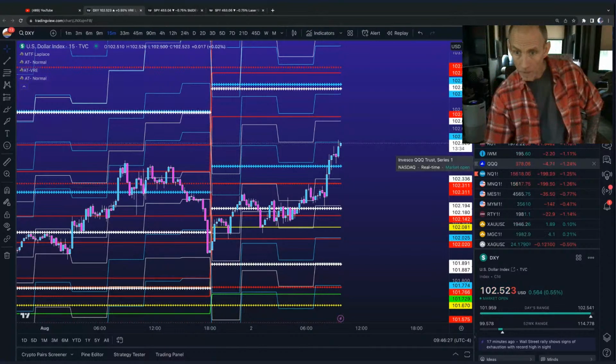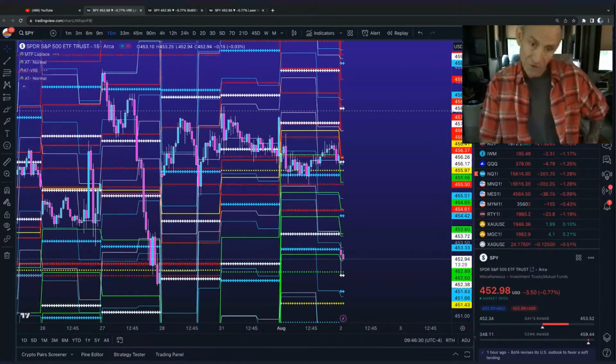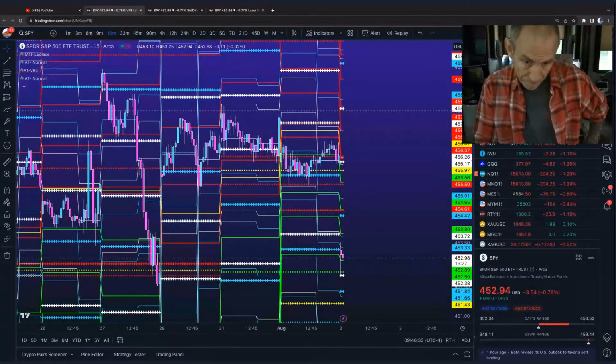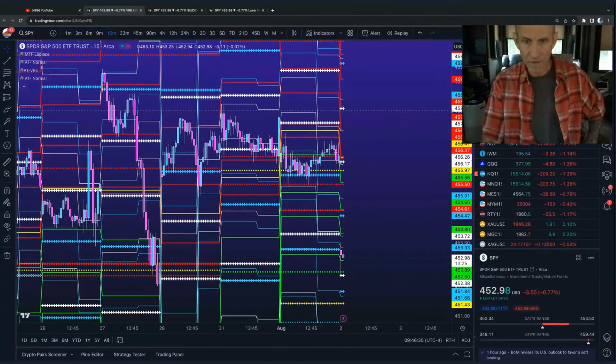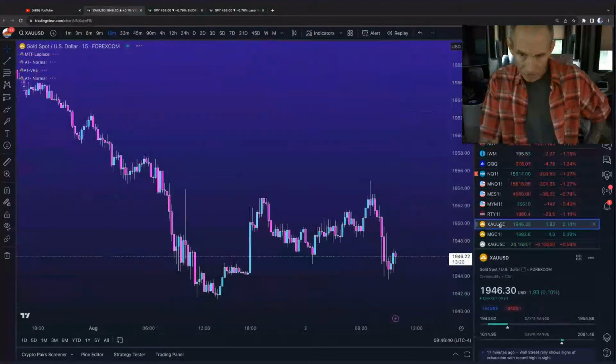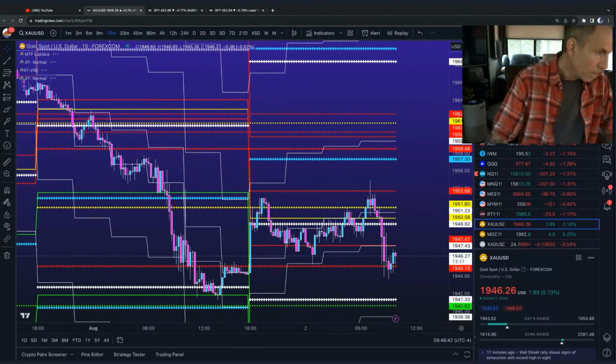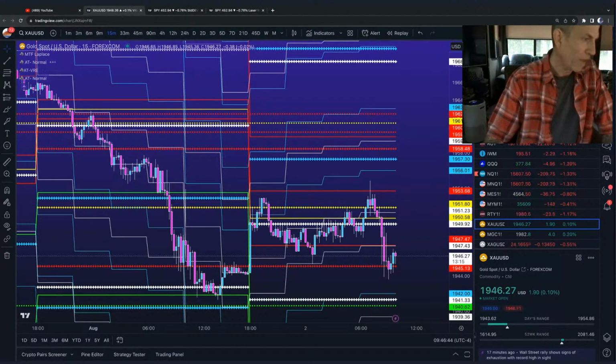Meanwhile, SPY is trying to bounce out of this hole it created for itself. It's going to have to push harder than that. Take a peek at gold. Where did gold dump down to?